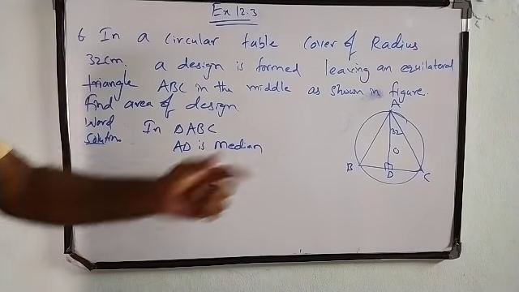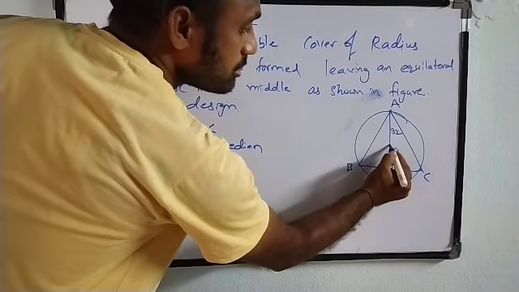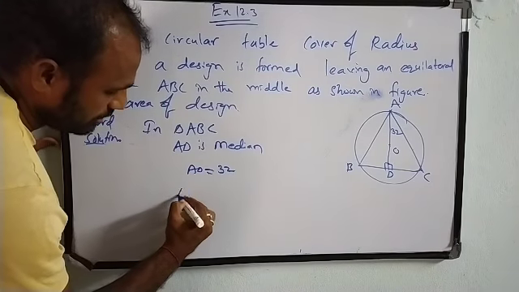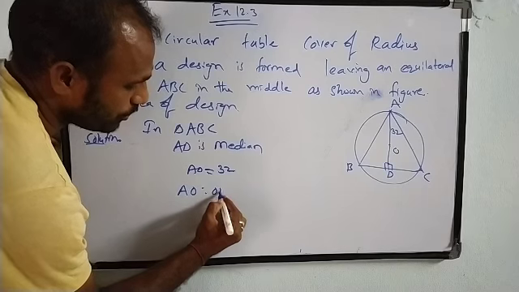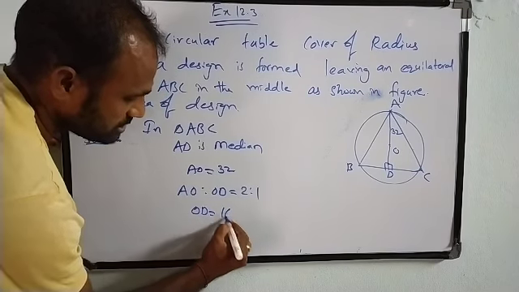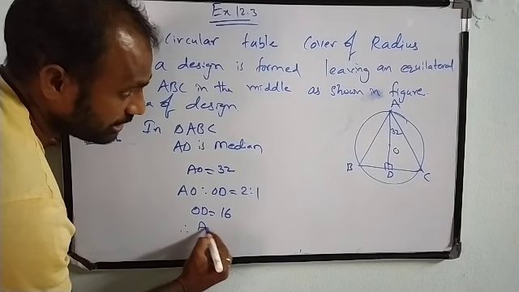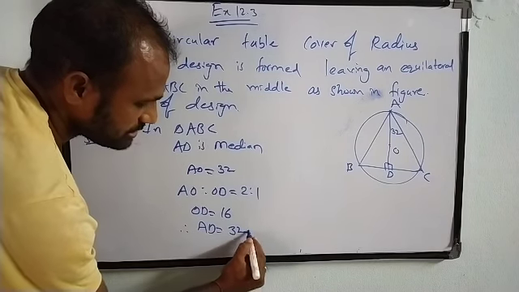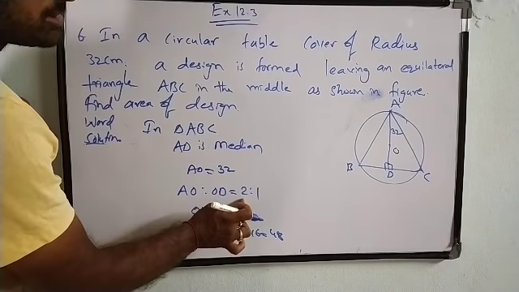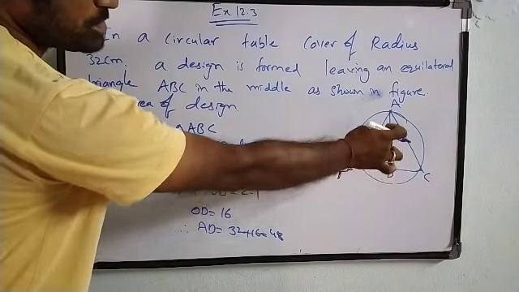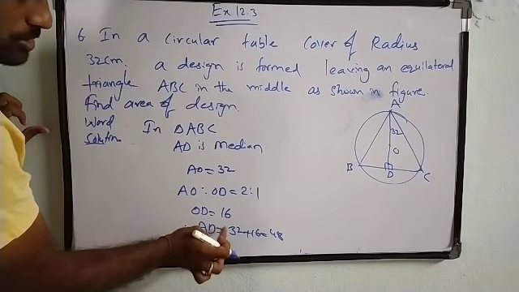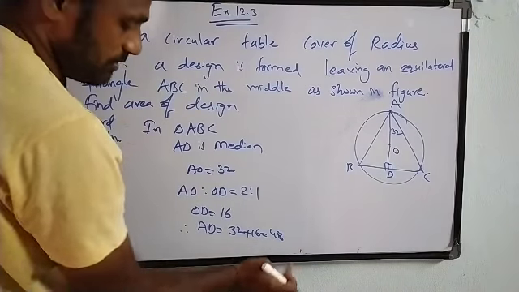In triangle ABC, AD is the median, and AO is equal to 32 centimeter. AO to OD is in the ratio 2:1. Therefore, OD will be 16. Therefore, AD will be 32 plus 16, which is 48. Why? Because the median divides the line in a 2:1 ratio. In this, 1 ratio will be 16, half. So 32 plus 16, overall the AD value will be 48.